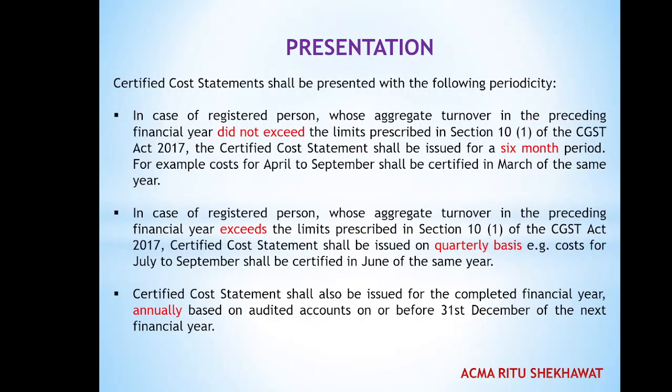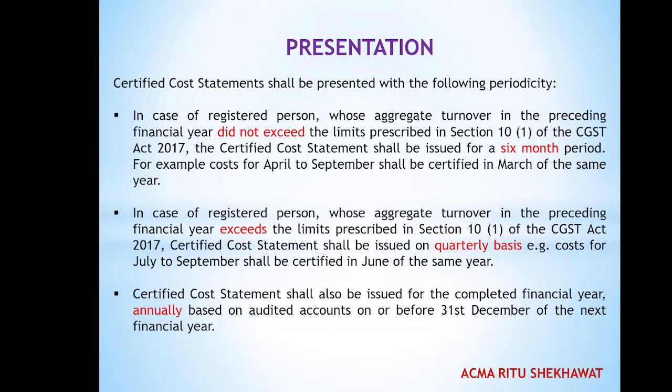Certification. There are 3 periodicities in a year where the cost statement can be certified. In case of a registered person whose aggregate turnover in the preceding financial year does not exceed the limit, the cost statement can be certified for 6 months only. For example, April to September shall be certified in March of the same financial year.